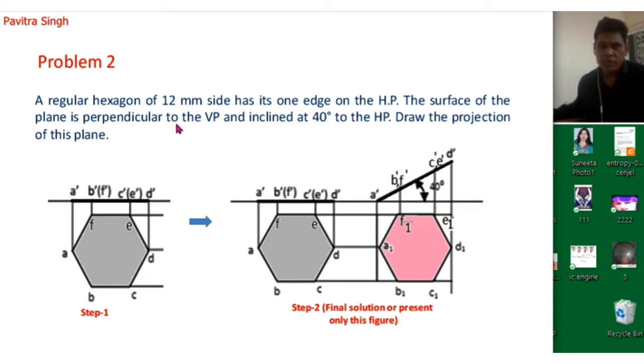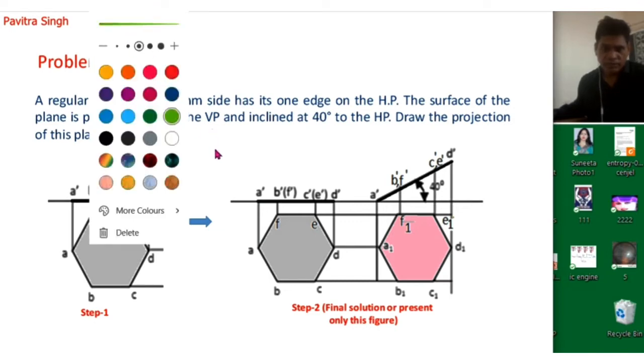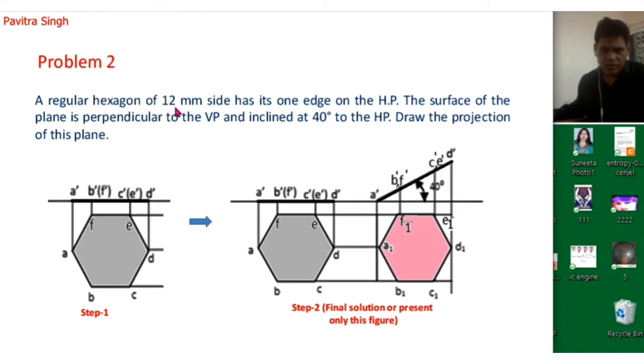The surface of the plane is perpendicular to the vertical plane and it is inclined at 40 degrees to the horizontal plane. Then we need to draw the projections of this plane. Okay, so in this problem you can see the side of this hexagon is 12 mm and its one edge is resting on the horizontal plane.